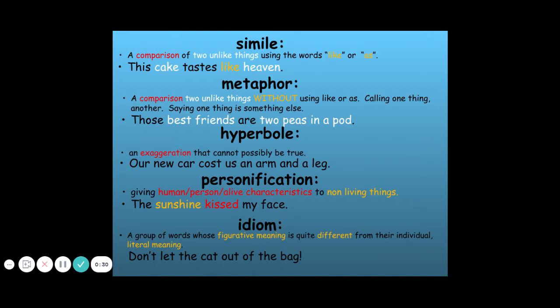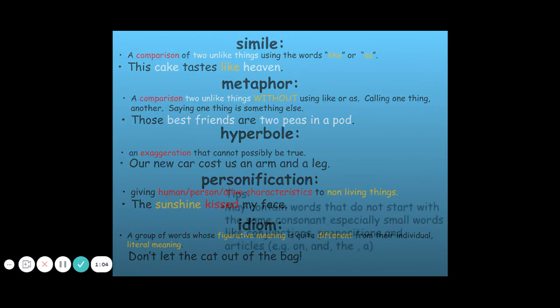They are that, okay? Hyperbole is that Mrs. Nugent of figurative language. It's an over-exaggeration, like our new car costs us an arm and a leg. Personification is where we give human characteristics to non-living things. The sunshine kissed my face, okay? And then idioms, those are going to be our weird little sayings, like don't let the cat out of the bag, don't spill the beans, it's raining cats and dogs, I'm in a pickle. The figurative meaning is very different from the literal meaning, okay?